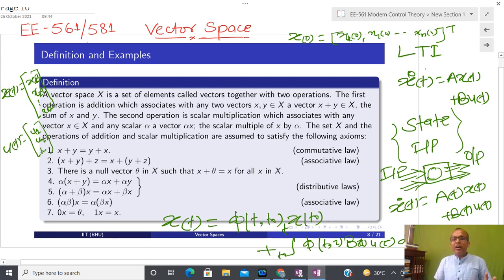Now try to understand how many things are involved here. In the previous class I told you that whenever I am dealing with a class of system, here you can see that this LTI system, the linear time invariant system, is not just one system, that is a class of system.